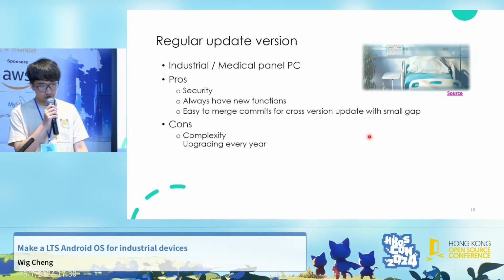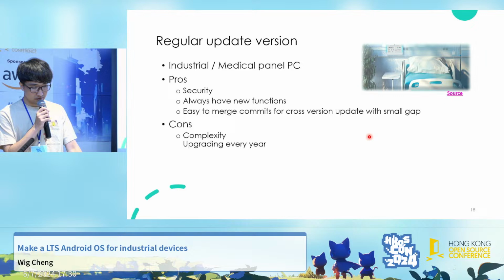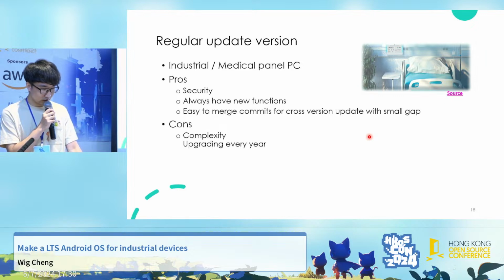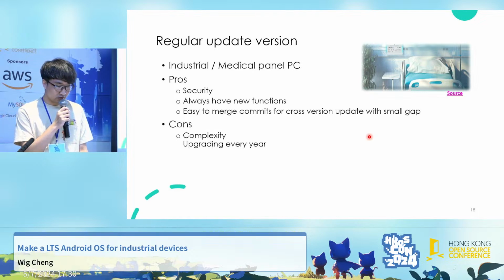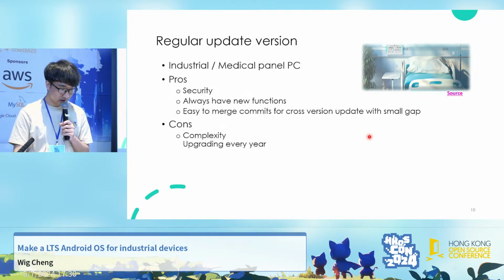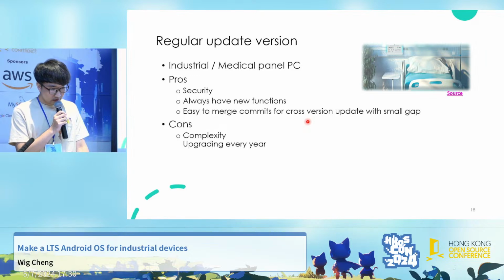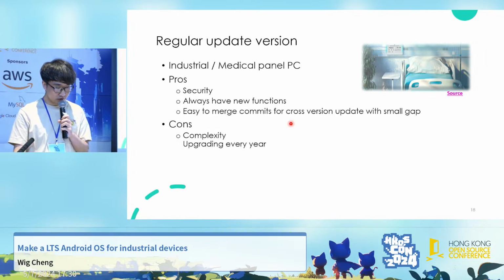Okay, let's check another kind of customer who chooses the regular update version. It's used for industrial or medical panel PCs. But the pro is high security and always having new functions, of course, if you use the latest Android version. And it's easy to merge commits for cross-version updates with a small gap.